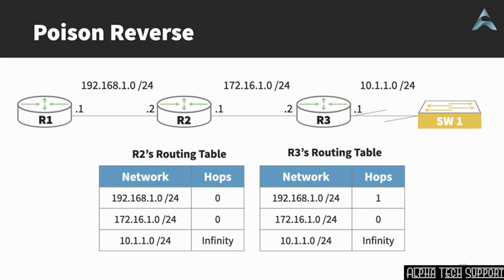That's going to make R2 look at that advertisement, that poisoned route advertisement specifically, and say that network is infinitely far away. And that's a look at two features RIP uses to prevent a routing loop or a count to infinity problem, and those were split horizon and poison reverse.